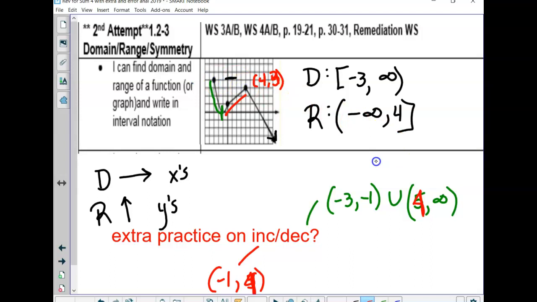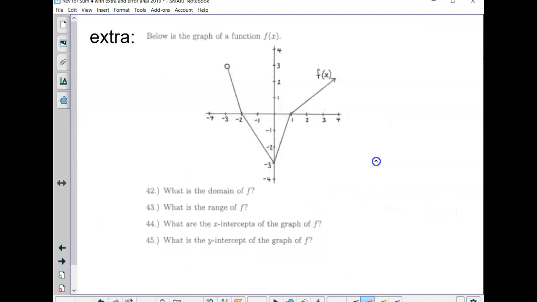Baby. All right. Do we need more domain and range practice? Anybody? Okay.